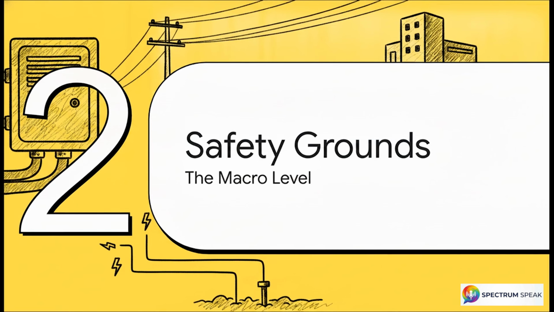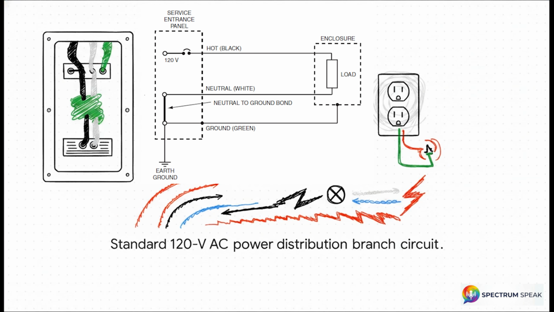Moving on to Section 2, Safety Grounds and Faults. Let's look at that first bucket and examine the macro-level anatomy of a facility branch circuit. Take a look at the explicit layout of a properly wired standard 120-volt AC power distribution branch circuit. We have three distinct conductors here. You've got your hot conductor in black, your neutral in white, and your ground in green.